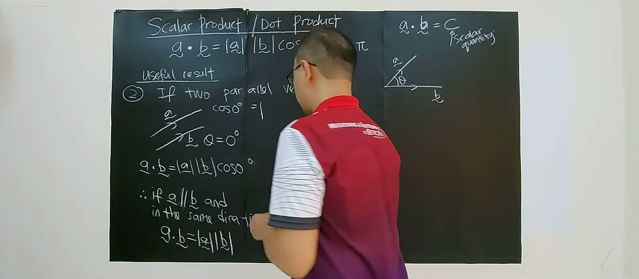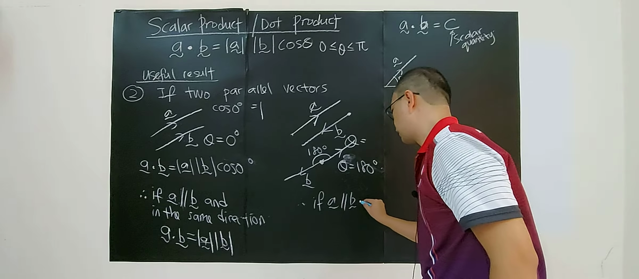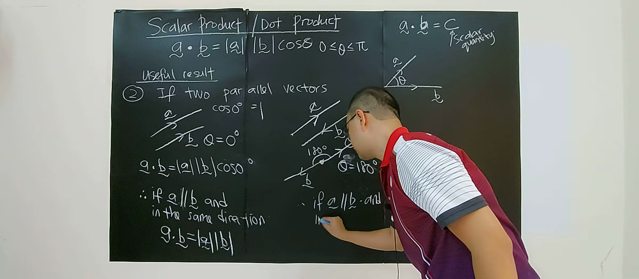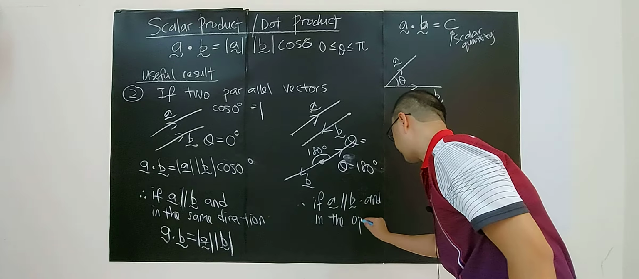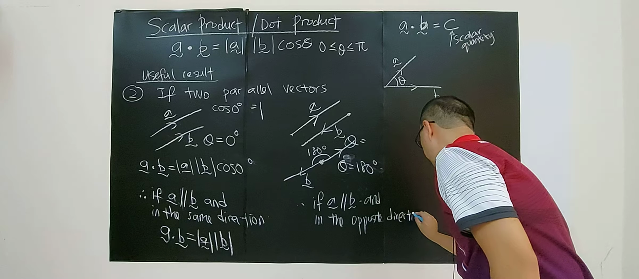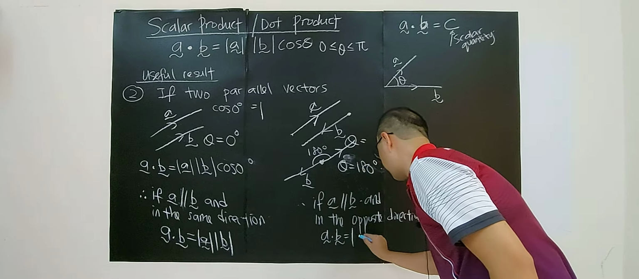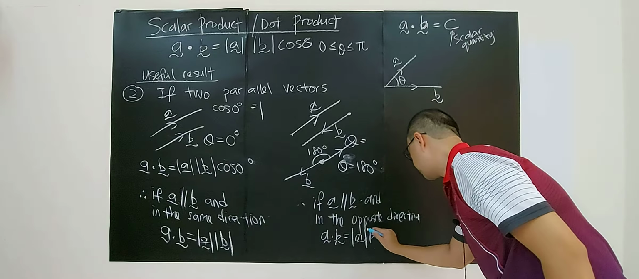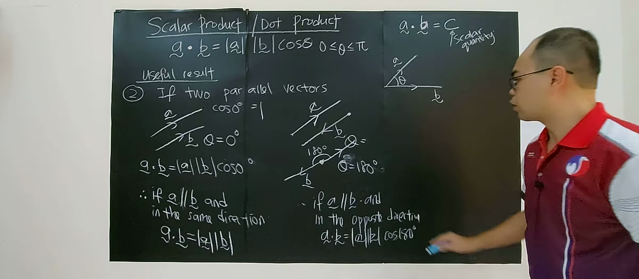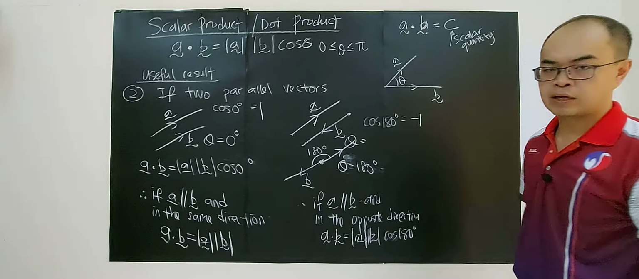So the other case will be if A is parallel to B, and in the opposite direction, parallel in the opposite direction, alright? So the result will be A dot B is equal to magnitude of A, magnitude of B, cos 180 degrees. You know that cos 180 degrees gives you -1, right?